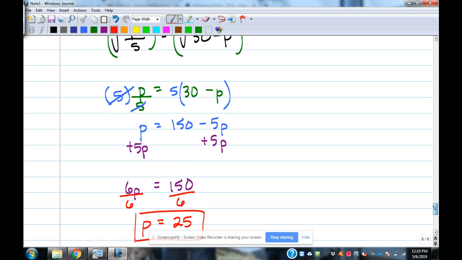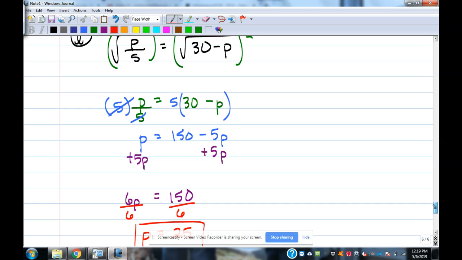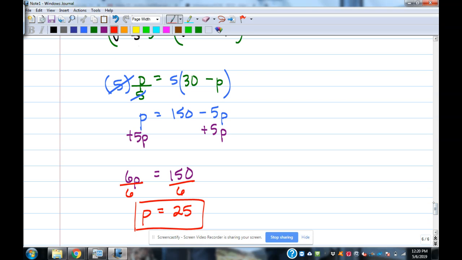If I go back to the original problem and check that, 25 divided by 5 is 5. 30 minus 25, 5. We've got square root of 5 on both sides. It checks in there. Okay, not hard. Those that have 2 square roots in them are actually easier than the ones that have 1 square root in them. Okay.